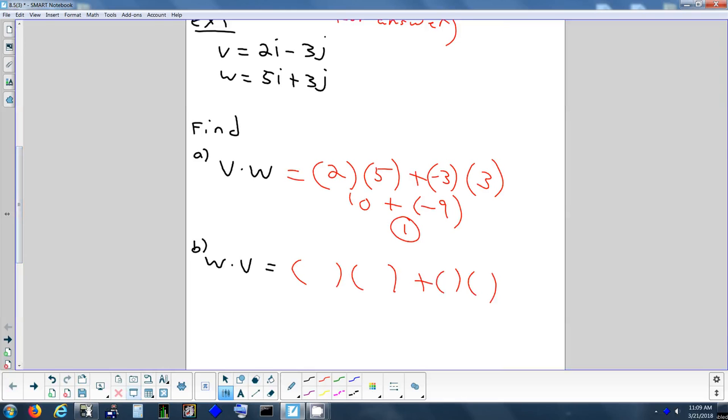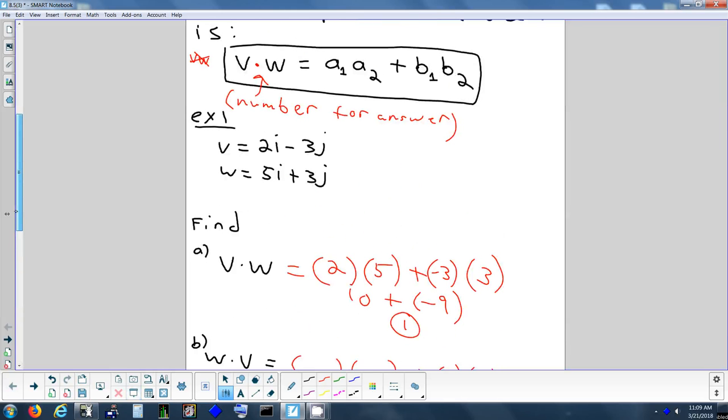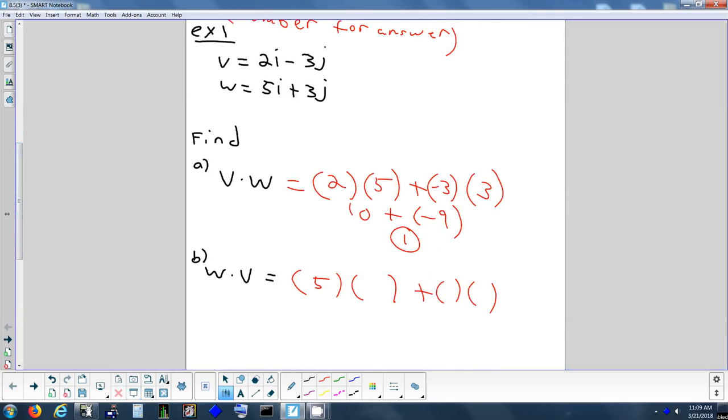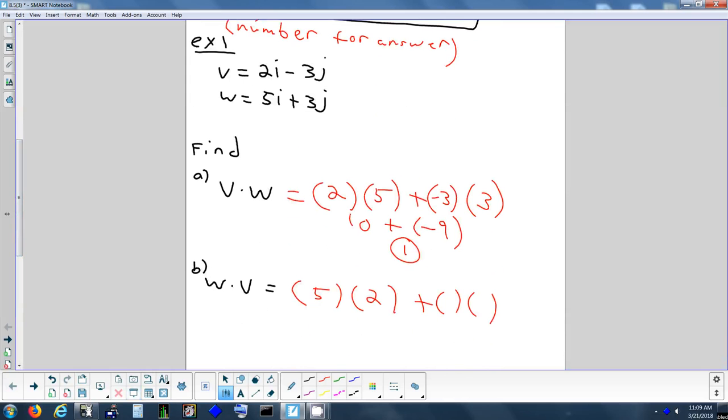If I do W dot V, what are going to be the two numbers I multiply together first, in the order I should do it? It should be 5 times 2 this time, plus 3 times negative 3. But is there a difference? No. We get the same dot product. So what does that mean? If V dot W, W dot V gives you the same answer.